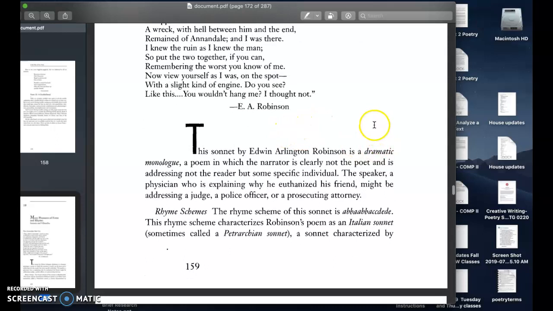So the sonnet here is by Edwin Arlington Robinson. It's definitely a dramatic monologue because you have someone narrating who's not necessarily the poet, and they're addressing not necessarily the reader, but someone very specific. Here the speaker is a physician explaining why he euthanized his friend. He might be addressing a judge, a police officer, or someone else in higher authority. That's for us to figure out.